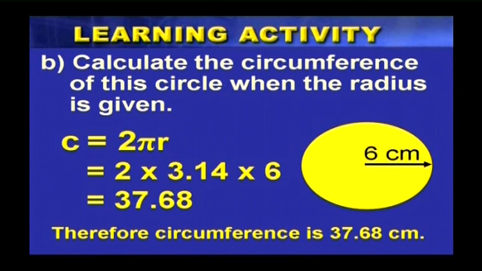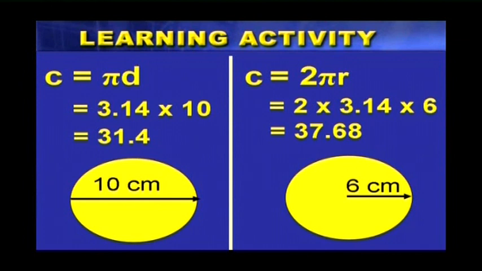Therefore, the circumference is 37.68. Can you see the difference between the two circles? Yes. The diameter and also the radius. And also the two different formulas that you are going to be using. They are not really different. You're still using them to calculate the circumference. It's only that if the diameter is given, you use C equals pi d, and if the radius is given, you use C equals 2 pi r.